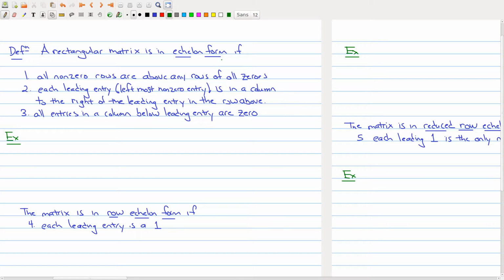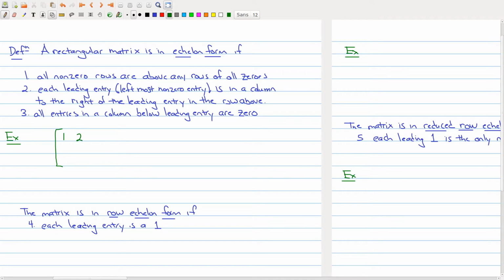Each leading entry, and this is a term we'll use many times, is the leftmost non-zero entry in a row. So if you're reading across a row, the first time you hit a non-zero entry, that's called the leading entry. And this leading entry is in a column to the right of the leading entry in the row above. This is going to contribute to the staircase shape. And then all entries in a column below a leading entry are 0. So let me just give you an example of such a matrix.